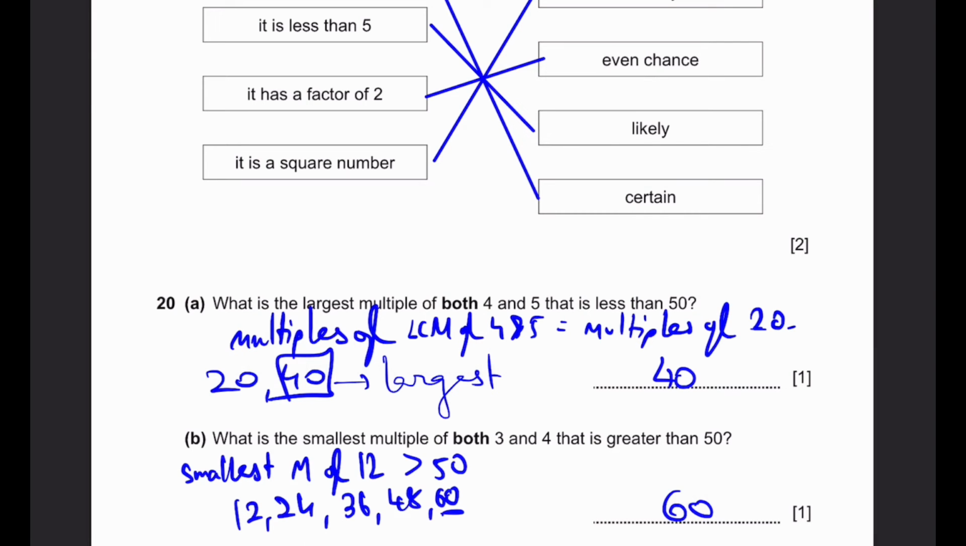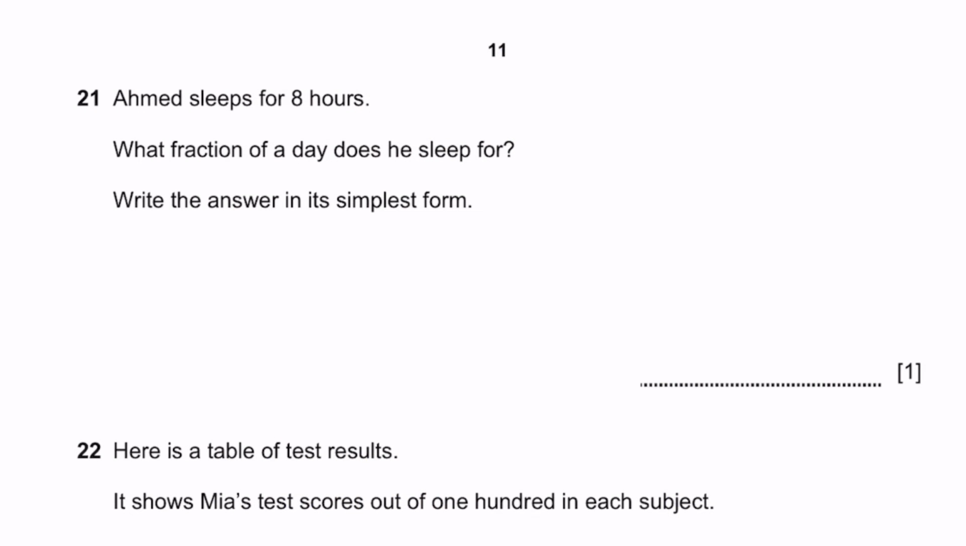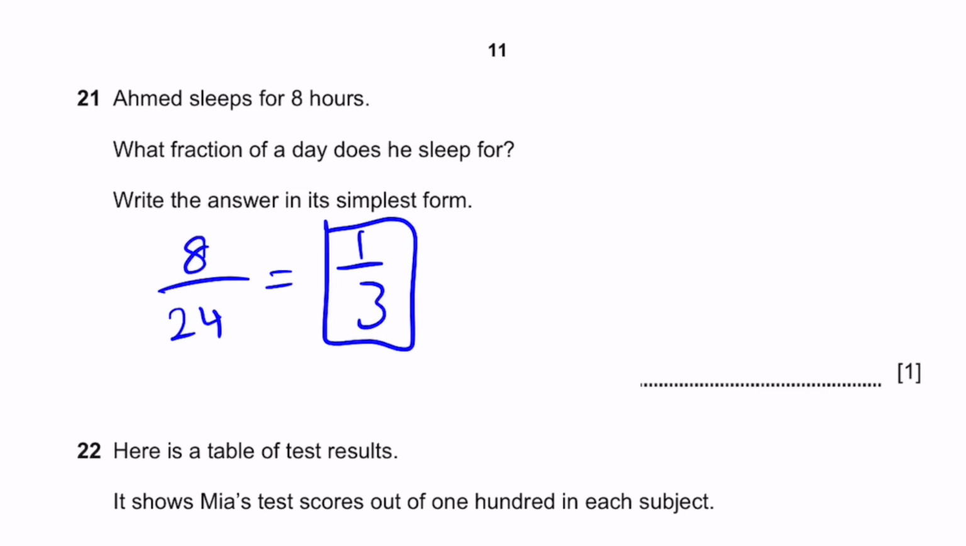Let's go to question 21. Question 21. Ahmed sleeps for 8 hours. What fraction of a day does he sleep for? Write the answer in simplest form. So 8 hours out of a total of 24 hours in a day, that will be 1 by 3 of a day. That's the answer.